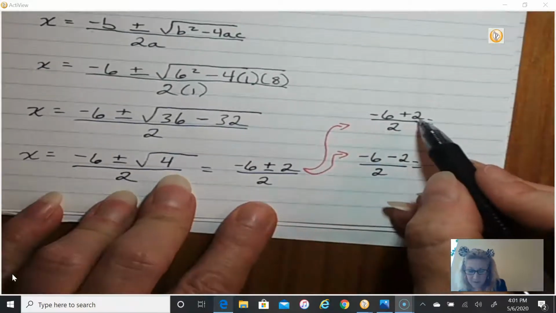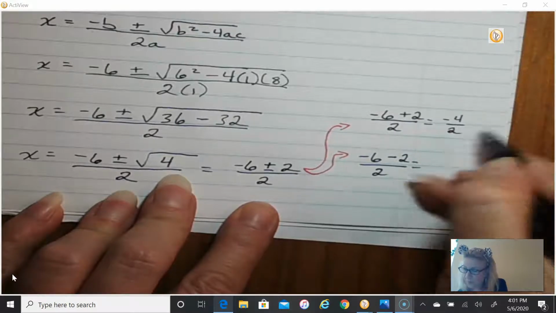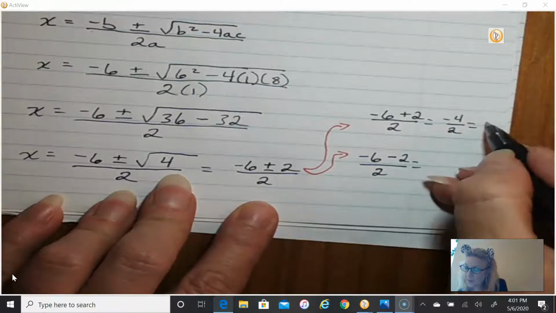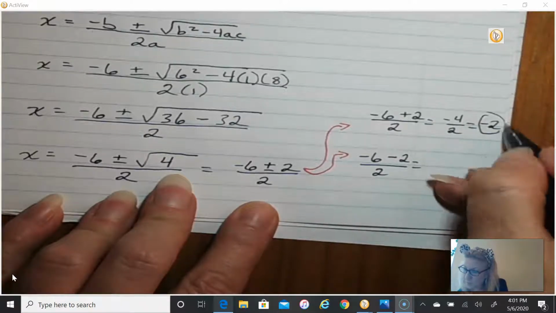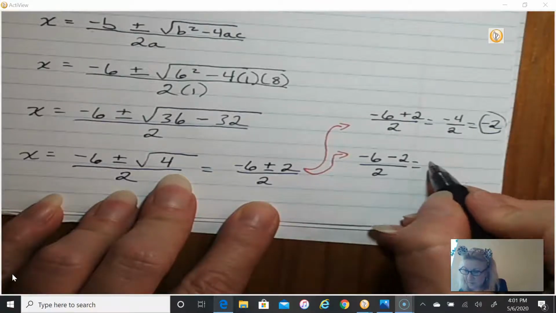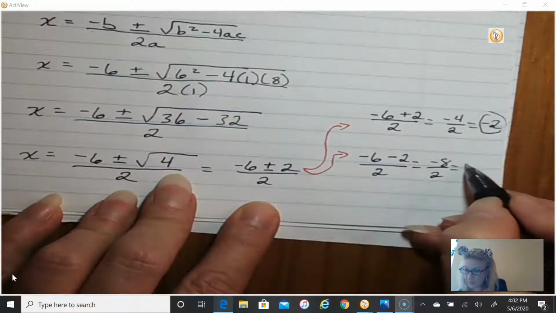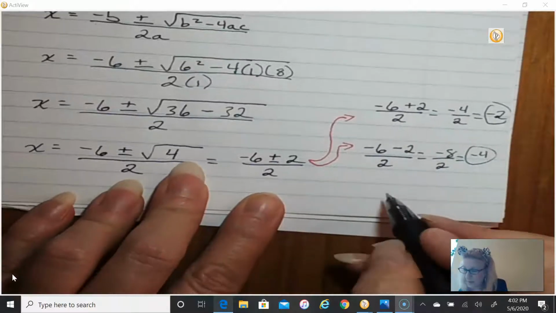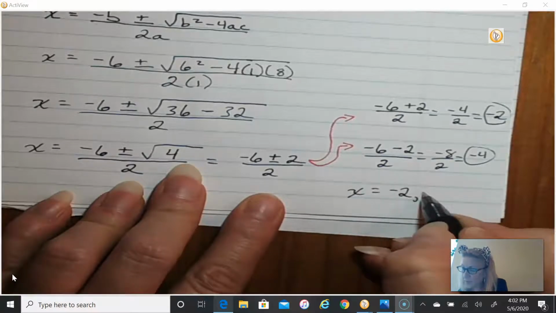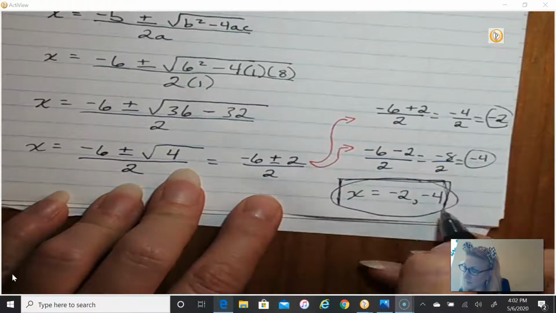What is negative 6 plus 2? Negative 4 over 2. What is negative 4 divided by 2? Negative 2. So there's 1. What is negative 6 minus 2? Negative 8 over 2. What's negative 8 divided by 2? Negative 4. So then my answer is x equals negative 2, comma, negative 4. Whoops, I forgot to box it instead of circle. There's my answer.